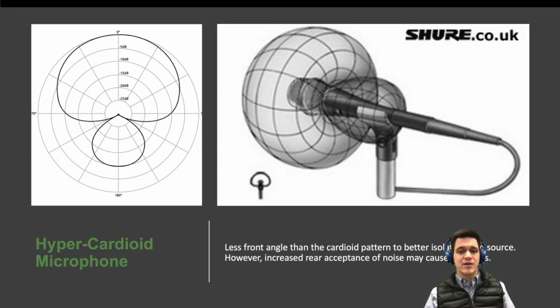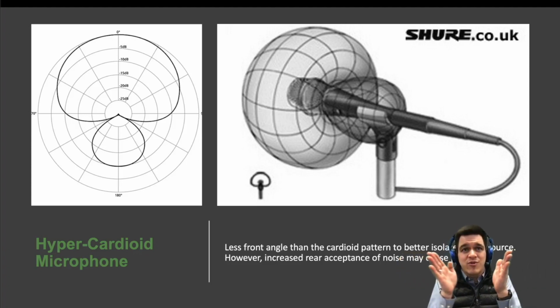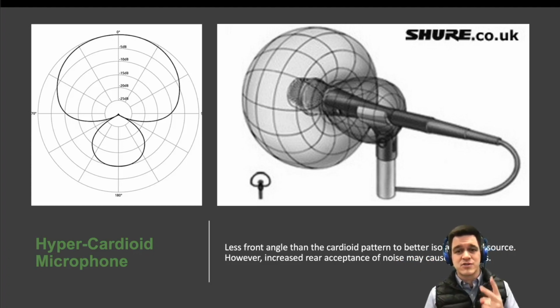The hypercardioid microphone. Whereas the cardioid has about a 130 degree usable angle, this one's going to narrow up to somewhere between 100 and 110. So it's a little more directly focused, probably not good for two people to talk into at the same time. But the giveaway is that you get a little bit of a hot spot right in the back of the microphone. So now there is a place dead into the back of the microphone that is actually kind of sensitive.